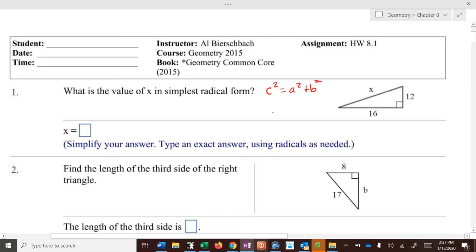What would I put in place of c? X. So x squared equals, what did I put in place of a? 12 squared, and b? 16 squared. So x squared equals 144 plus 256. X squared would equal 400. So if we take the square root of each side, x equals 20.